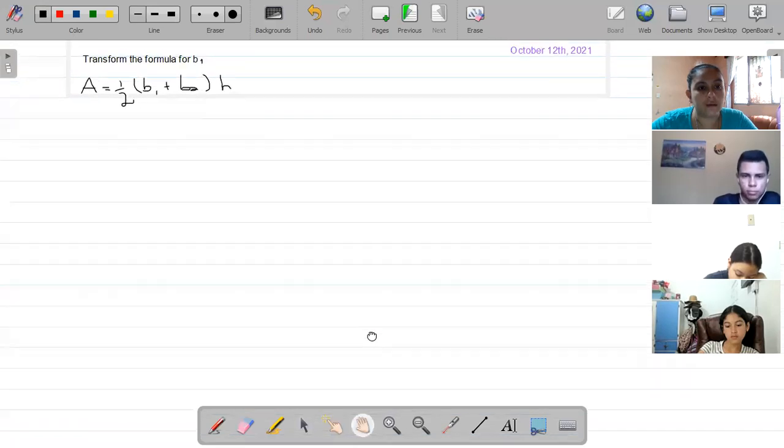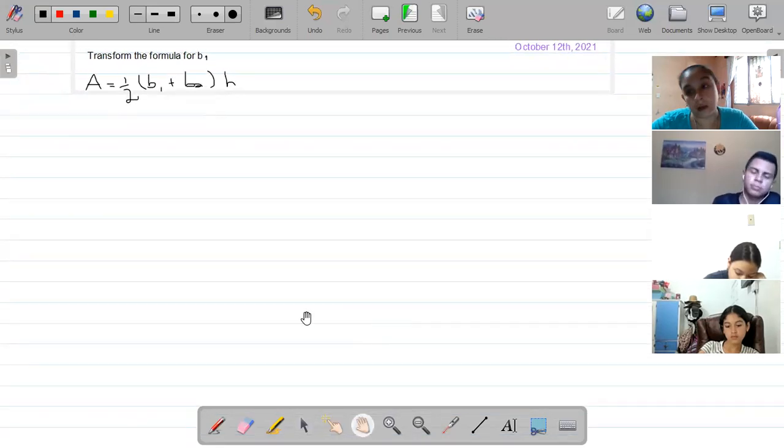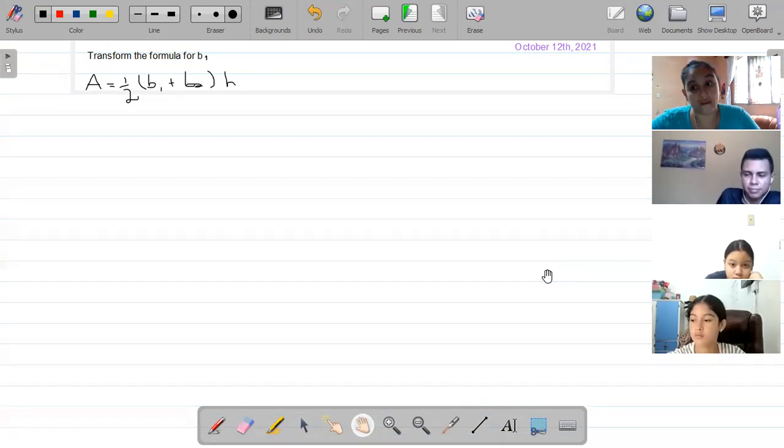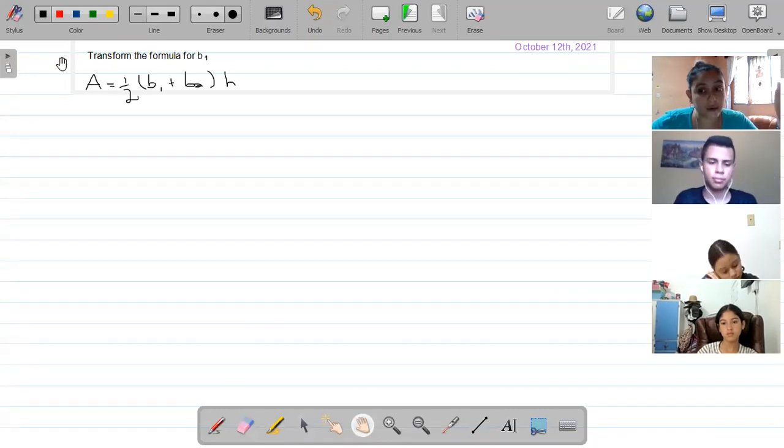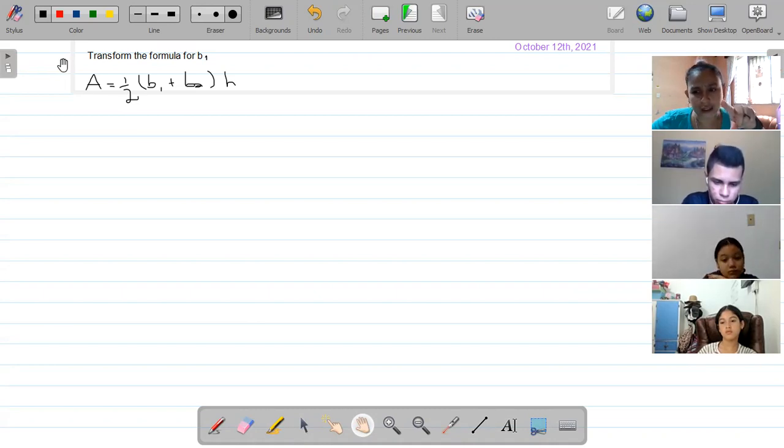So meaning that you are going to leave the B1 completely alone on one side, okay? Every single time that you're asked to solve for a variable, it means that you're leaving that variable completely alone on one side of the equal sign. Okay, now remember, all of the rules of inverse operations apply, okay? What's the inverse operation of an addition?